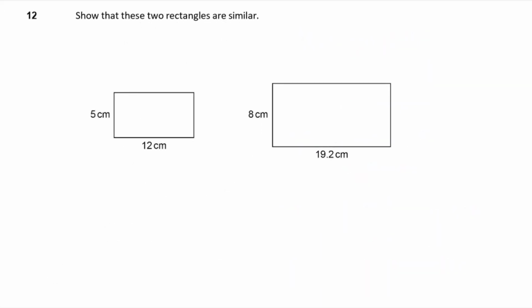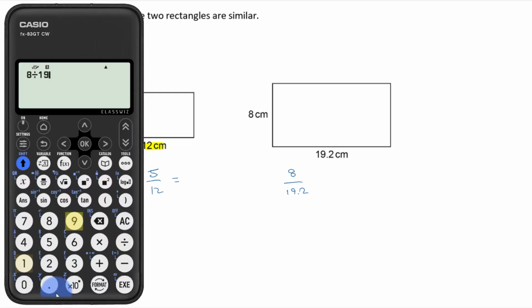Okay. Question 12. Show that these two rectangles are similar. Now, if two rectangles are similar, then all their sides are going to be in the same ratio. So what is that ratio then? If I take these two and form a ratio, I'm going to get 5/12. And then if I take the other one, I'm going to get 8/19.2. Is that the same thing as 5/12? I don't know. Well, let's just type it into the calculator. 8 divided by 19.2. Oh, yeah, look, it's 5/12. So that is equal to 5/12.